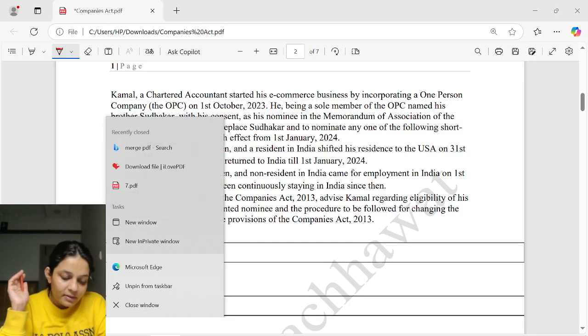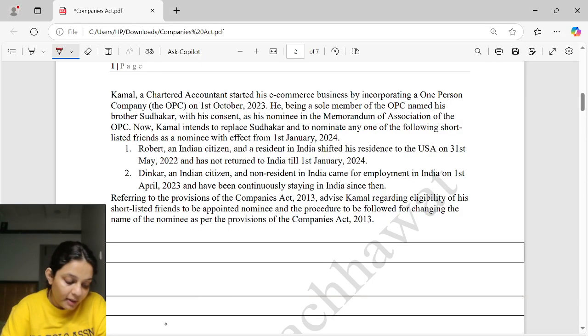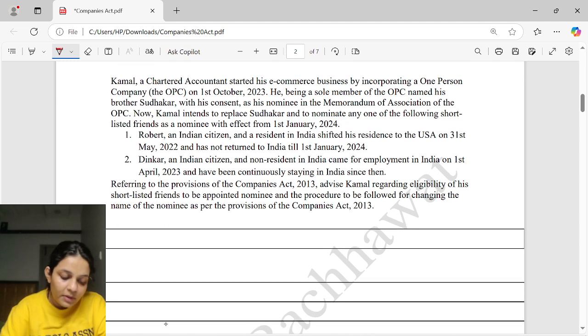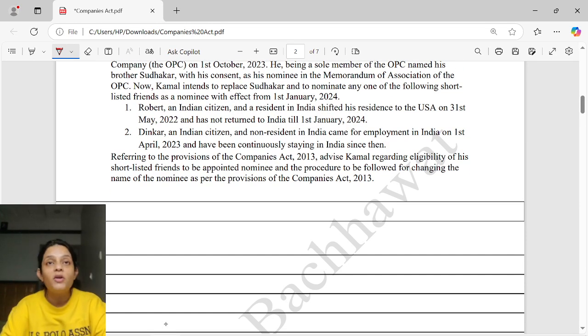Kamal, a CA, started his e-commerce business by incorporating an OPC. On 1st October, he, being a sole member of the OPC, named his brother Sudhakar with his consent as his nominee in the Memorandum of Association of the OPC. Now, Kamal intends to replace Sudhakar and to nominate any one of the following shortlisted friends as a nominee with effect from 1st Jan 24.